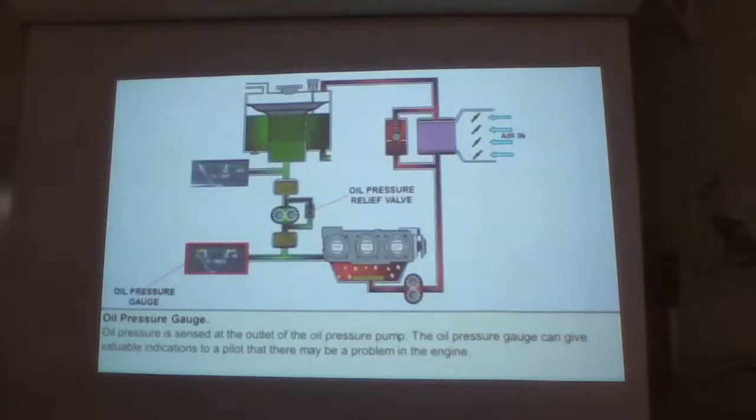Oil pressure is sensed at the outlet of the oil pressure pump. Normally, the oil pressure of an engine is maintained constant by an oil pressure relief valve. There are, however, situations which may affect the engine or the oil to the extent that it is beyond the ability of the pressure relief valve to maintain the oil pressure within the prescribed limits.